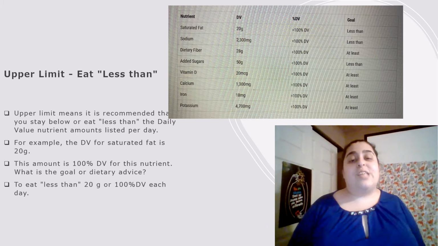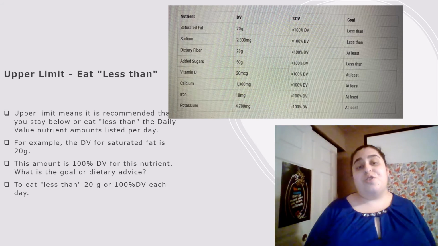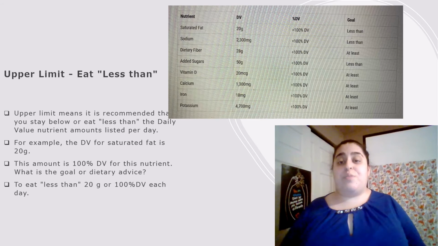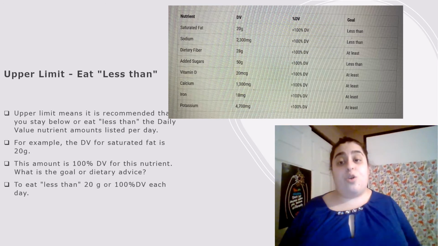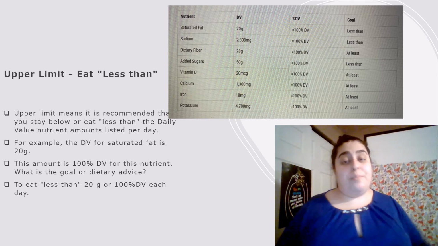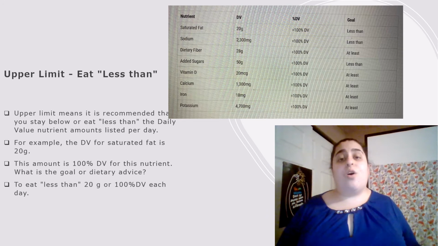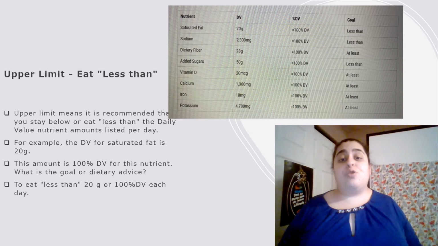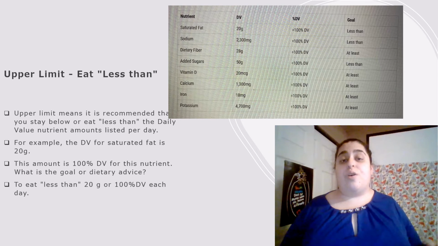I have another example for you guys. I have different nutrients on the side. Then we have our DV, and then we have our percentage, and then we have the goals section. Do you guys notice that on the goals we have where it's like less than or at least on them? Well, the less than, all that it means is that we should always try to eat less than the required amount. So we're supposed to eat less than 20 grams for that item, for example, for the fat.